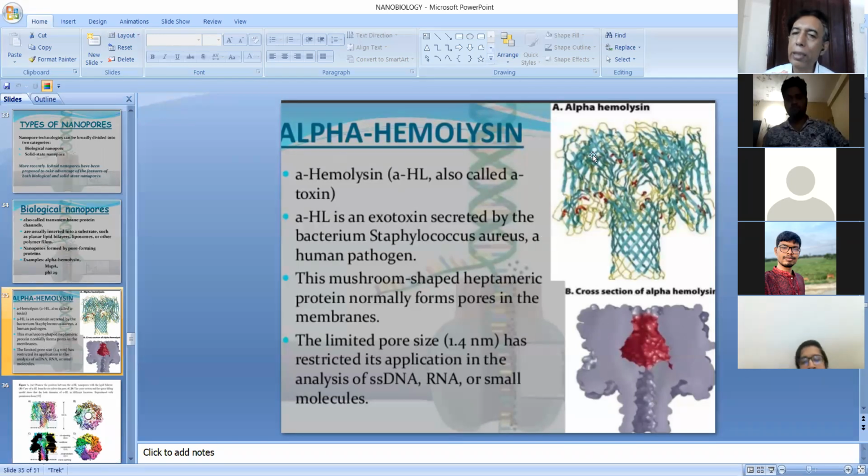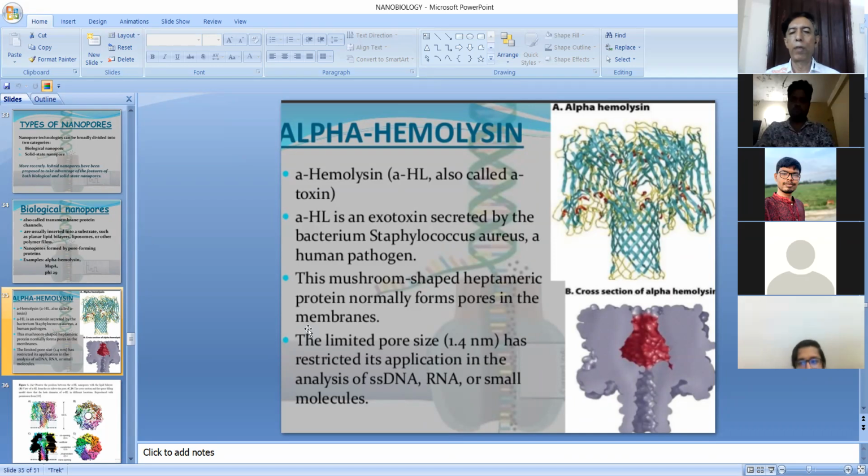This has a unique quality to form a pore on a substrate. If you place this protein on a substrate, it can form a pore. So you see, this mushroom-shaped heptameric protein normally forms pores in membranes. You have membranes inside your body. There are various types of membranes in our body.